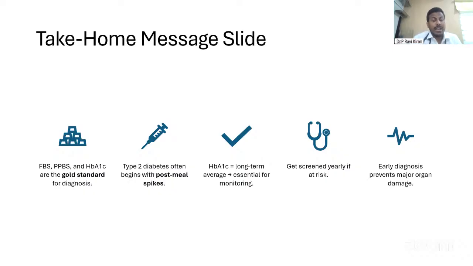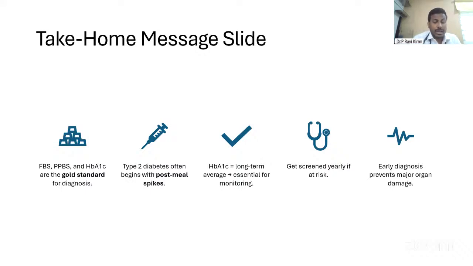Get screened yearly if at any risk, especially in countries like India where testing has become so affordable. We would advise our patients and the general population who are more than 35 to 40 years to get routinely screened at least once in a year to identify the disease early and to take necessary precautions to prevent complications. Early diagnosis prevents major organ damage because diabetes damages every major organ present in the body.